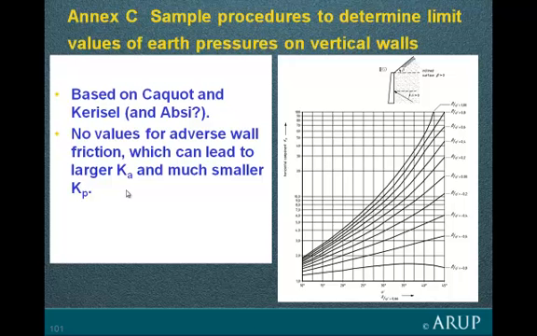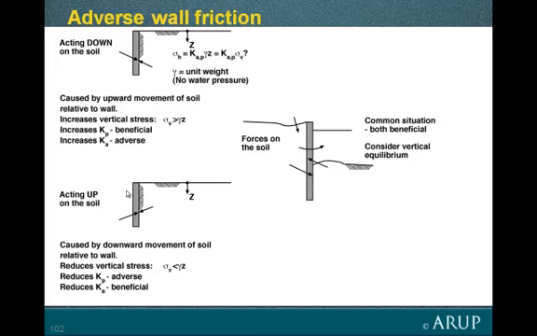They are very widely used. If wall friction is acting in the wrong direction for you, they don't provide any numbers. What do I mean by that?